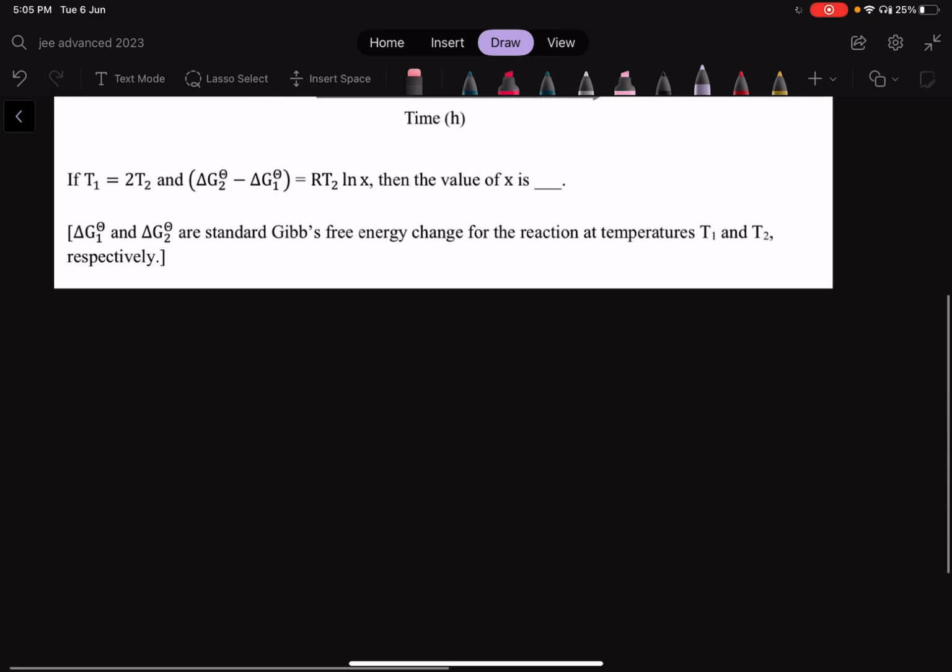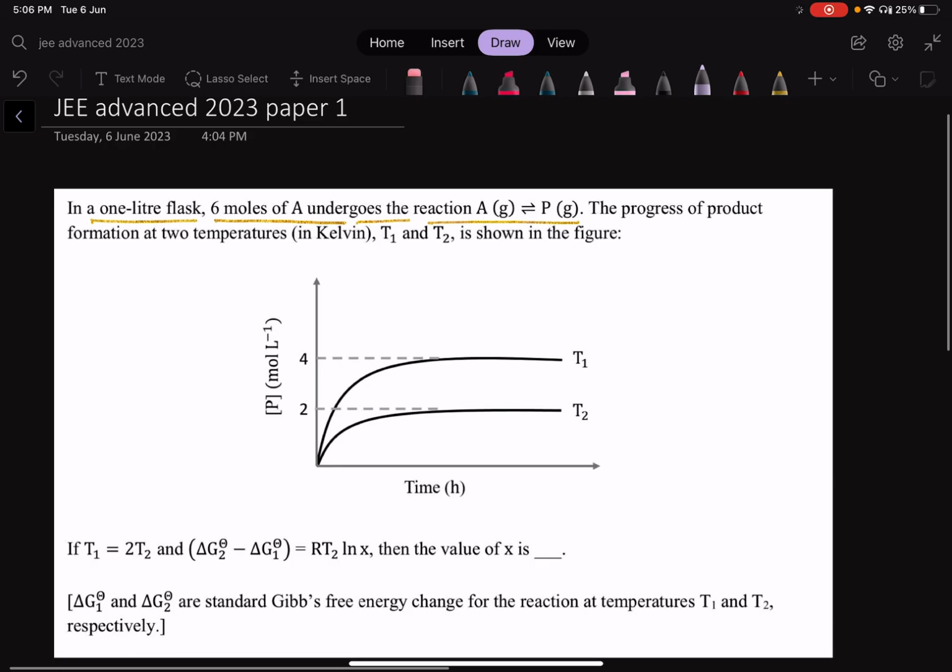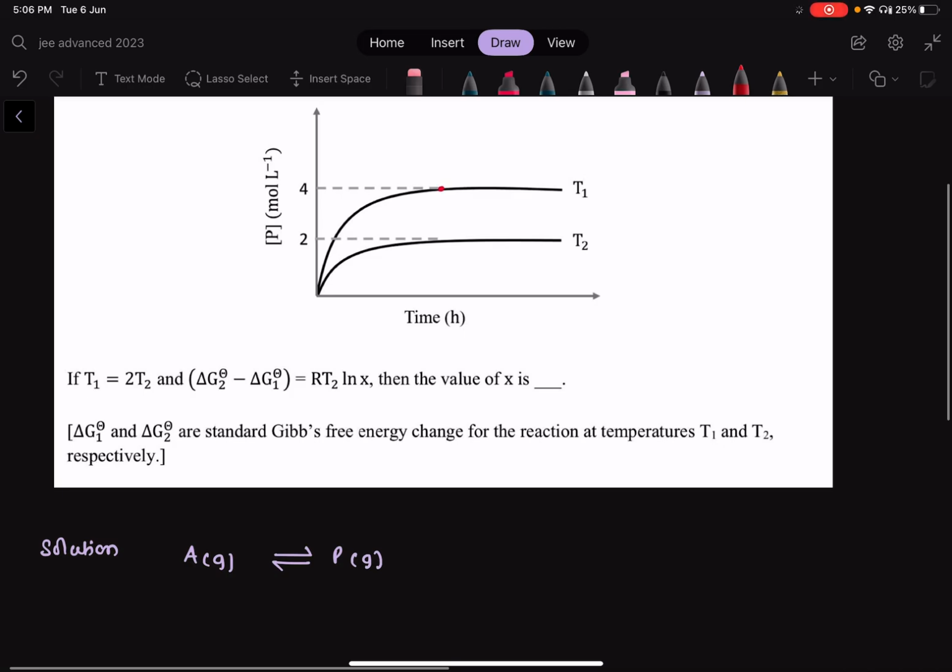So as far as the reaction is concerned, the reaction is this one where A is going into P itself. Now the progress of the product formation of this reaction has been given at two temperatures, at temperature T1 and at temperature T2. At temperature T1, the concentration of the product, how it is varying with respect to time, is given, and after a certain amount of time the concentration of P becomes constant both at the temperature T1 and T2 respectively.